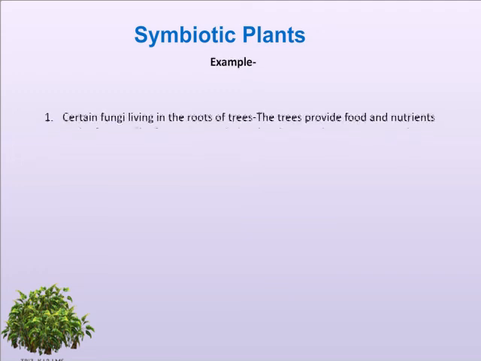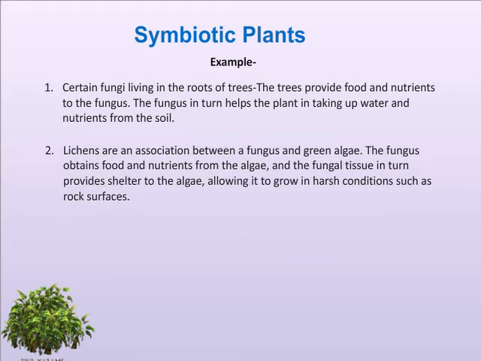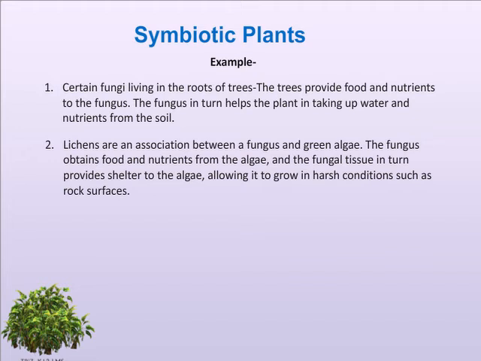Example: certain fungi living in the roots of trees. The trees provide food and nutrients to the fungus. The fungus in turn helps the plant in taking up water and nutrients from the soil. Lichens are an association between a fungus and green algae. The fungus obtains food and nutrients from the algae, and the fungal tissue in turn provides shelter to the algae, allowing it to grow in harsh conditions such as rock surfaces.